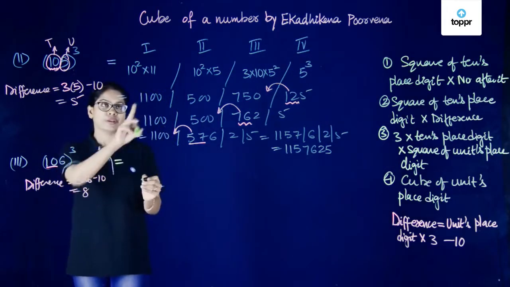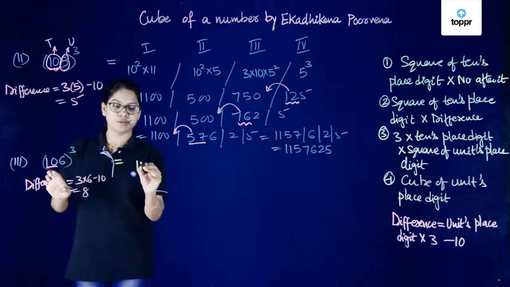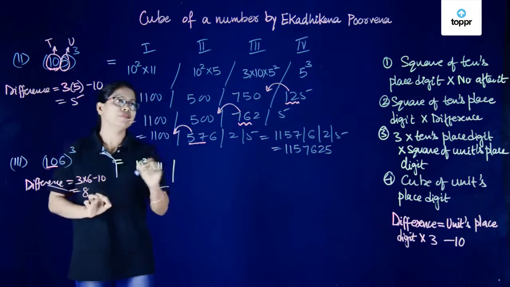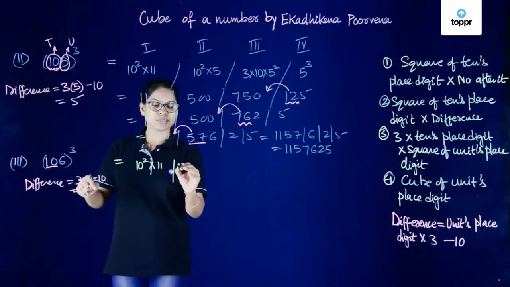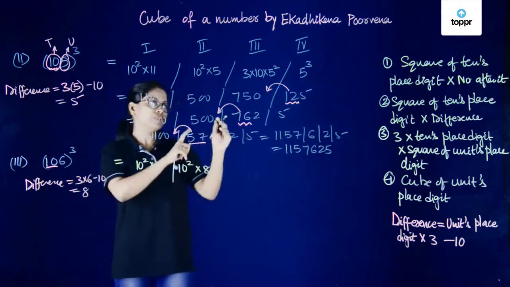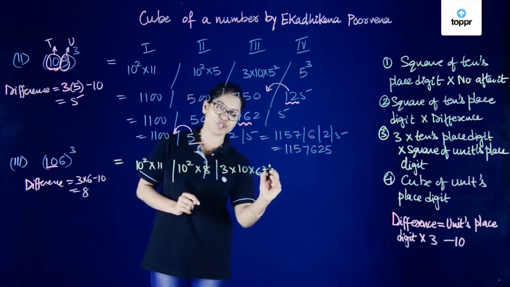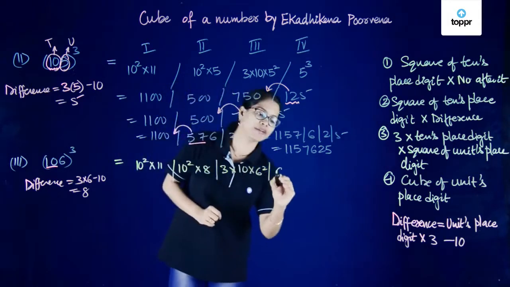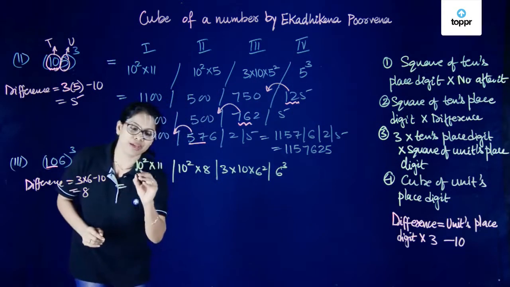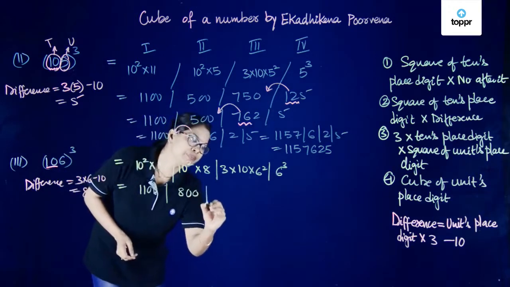So in column 1, we do the square of tens place, that is 10 square, multiplied by the number after it. And then we have the square of tens place multiplied by the difference, that's 8. And in the third column we have 3 into tens place into the square of units place. And in the fourth column we have the cube of the units place. Now putting it all together, we have 100 into 11, 1100, and this is 800.